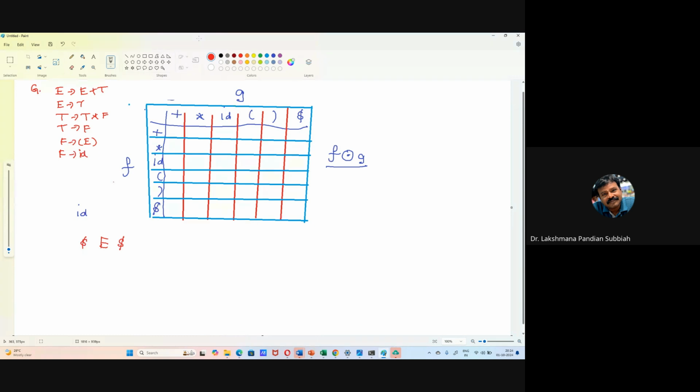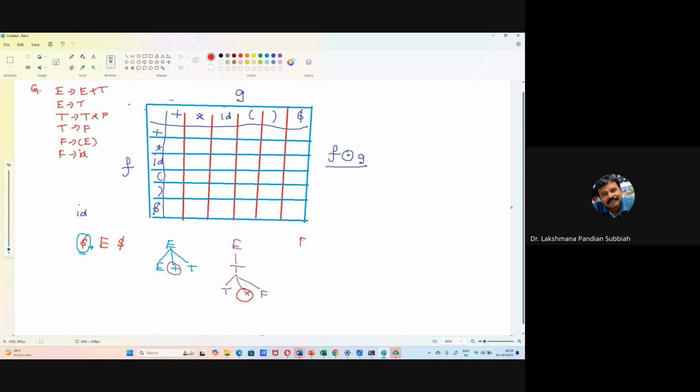Here we have the dollar symbol. After the dollar symbol, what are the possible symbols we can get? After dollar, what terminal are we going to get? From E, what are the possible terminals? E derives E plus T, so we get the symbol plus as the first symbol. Next, E derives T, and T derives T star F, so by this way we get the symbol star.